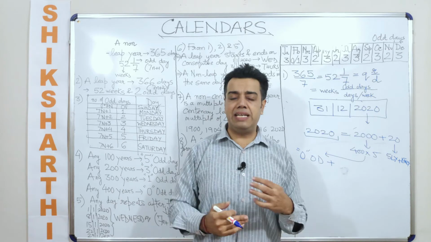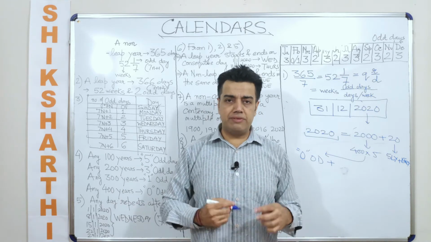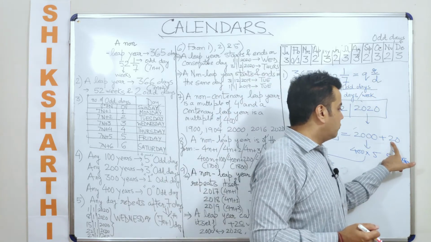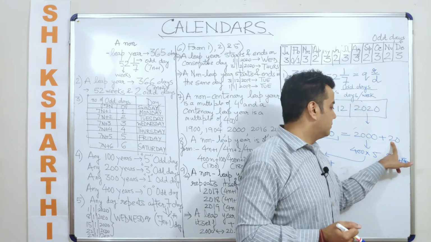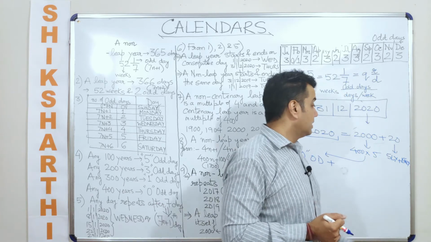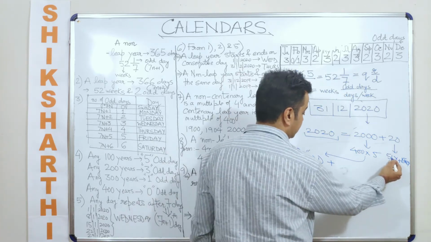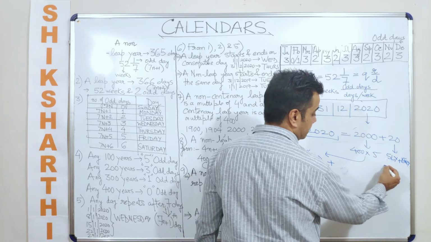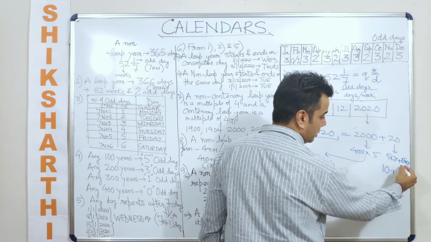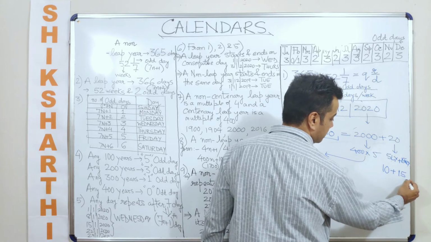So we know that a leap year occurs once in every 4 years, right? So we would say, what? This is just like saying 4 into 5. So 5 leap years and how many balance? 15 non-leap years. So can I say 5 leap years will give me how many odd days? 10 odd days. And 15 non-leap years will give me how many odd days?